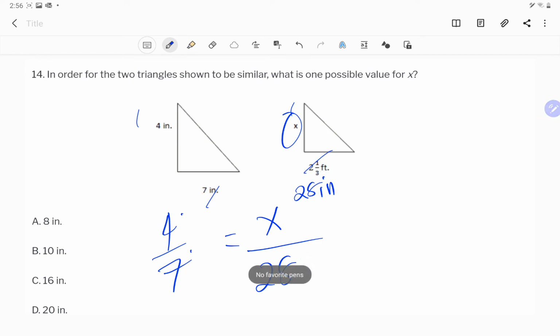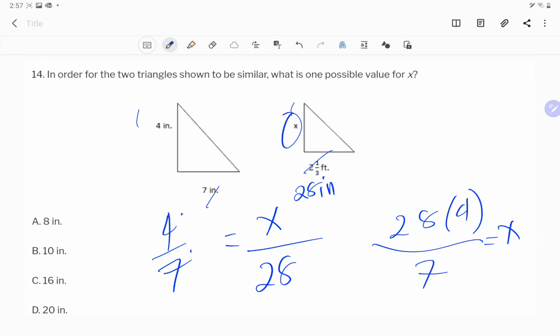Okay, so what we're going to do here is cross multiplication. So we've got 28 times 4/7 is equal to x. We can simplify this. 28 divided by 7 is equal to 4, over 1. And then 4 times 4 is equal to 16 divided by 1 is still equal to 16. So our answer for number 14 is letter C, which is 16.